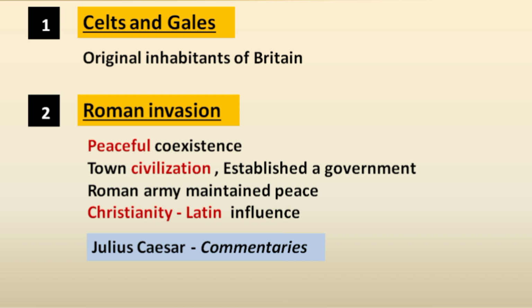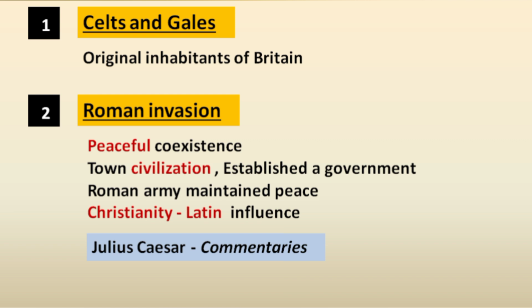But anyway, the people who actually inhabited Britain, the original inhabitants of Britain, were Celts and the Gaels. The first major invasion that was faced by the Celts and the Gaels was the Roman invasion. Now, during those times, the Romans were thought to be the greatest of all civilizations and they wanted to conquer the world. And you find important figures like Julius Caesar and Emperor Claudius. They invade Britain and they establish their empire in Britain.